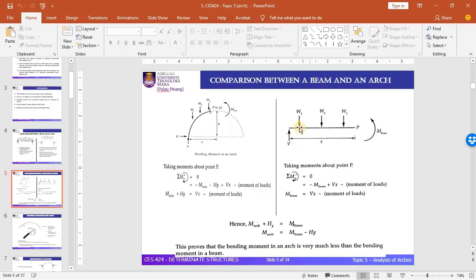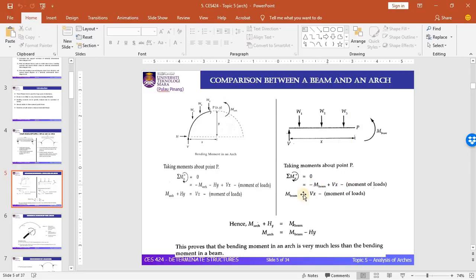Okay, based on the same span of beam with respect to the arch, and the same condition of the load, which is W1, W2, W3, we do the same thing by taking moment at the cut section equal to 0. So right here we have an internal moment, M beam, in counterclockwise, plus the moment due to the vertical reaction, which gives us clockwise direction, and the summation of the moment of loads here due to W1, W2, W3.